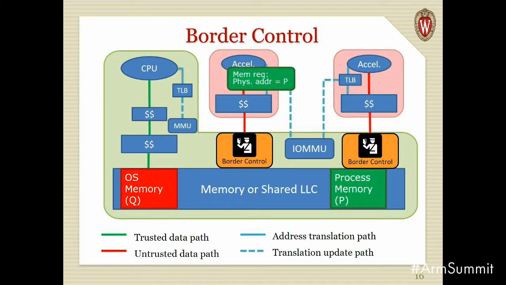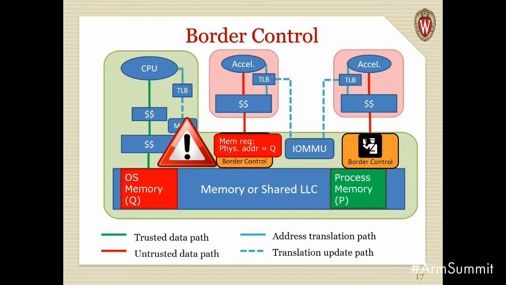And now subsequent accesses to P will come across, and the border control agent can check and say, hey, that's okay. We'll allow this access to go to memory, and you're good to go. Okay, if we have a corrupted address Q that comes down to the border control agent, he's going to check and say, hey, wait a minute, you don't have access, you're off to Gitmo or something. So that's the basic idea.